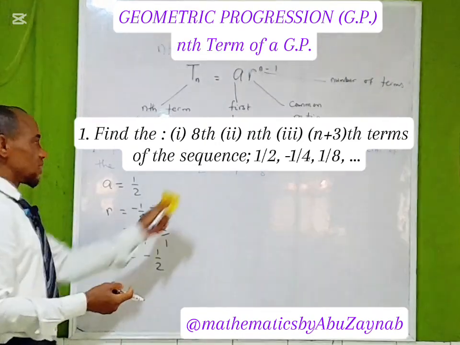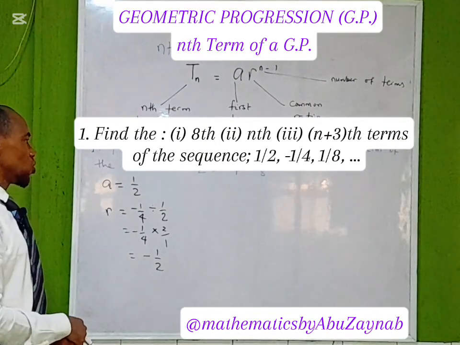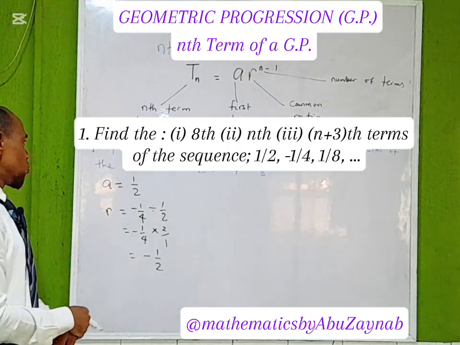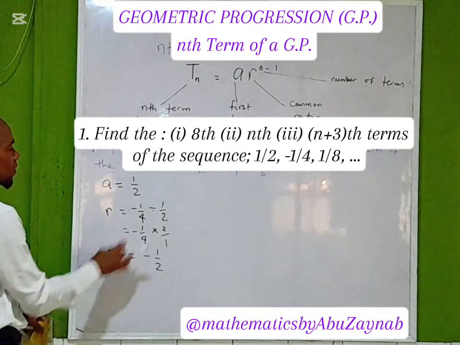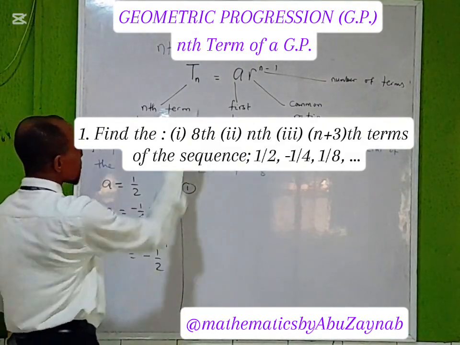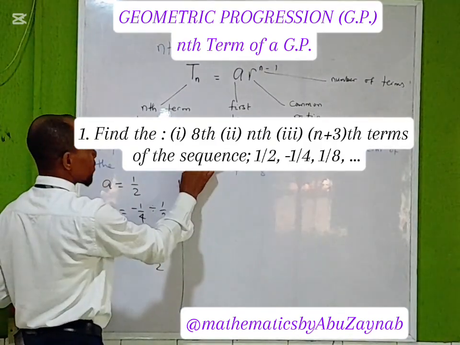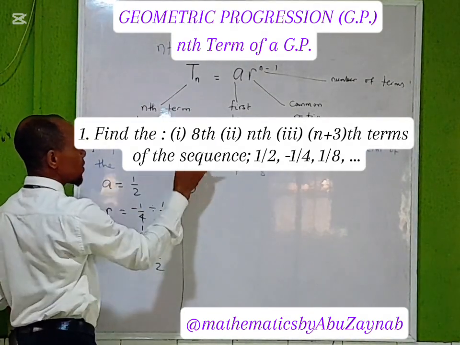Similarly, 1/8 divided by minus 1/4 still gives minus 1/2. Hence it is a GP because we have a common ratio. After listing these two parameters, you can now go ahead and find the 8th term. In the formula, we have Tn, which is the nth term. In other words, to find the 8th term, just replace the n in the formula with 8.